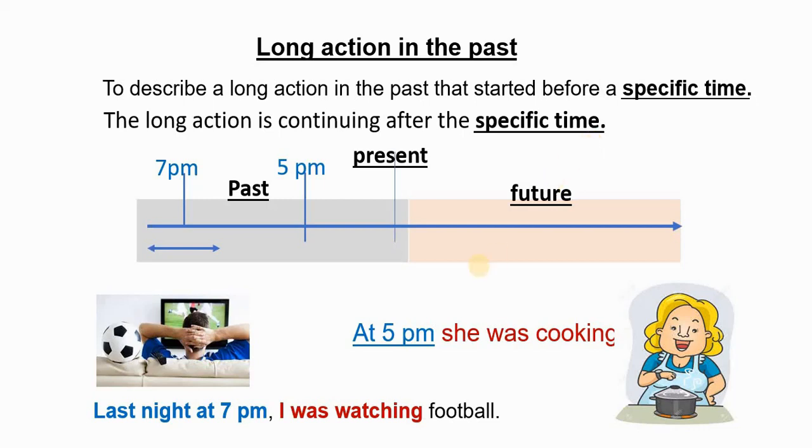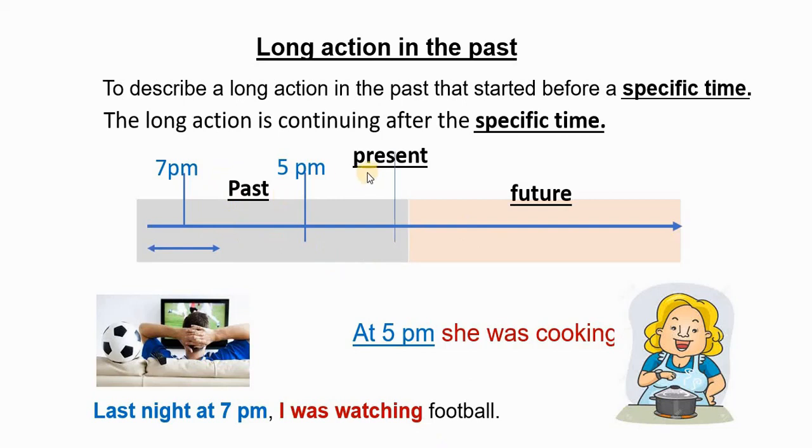Example: last night at 7 p.m. I was watching football. So this is the specific time, last night at 7 p.m. And then we have the long action, I was watching football. So let's look at the time chart.